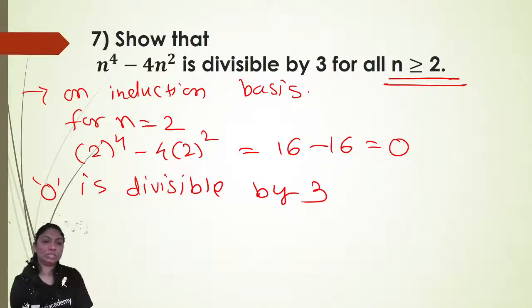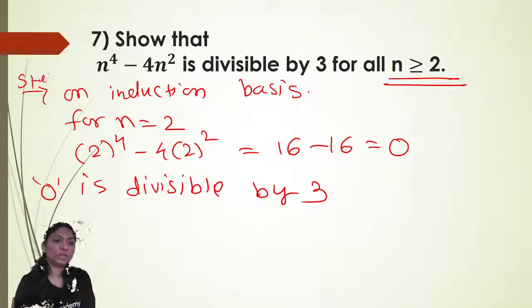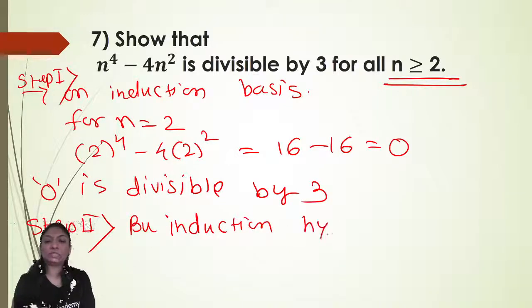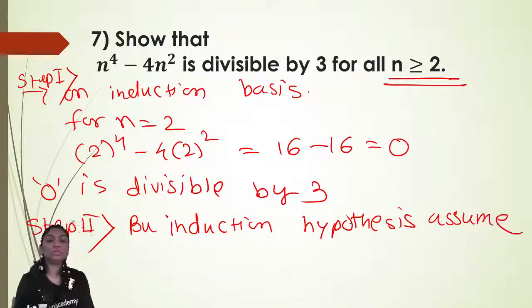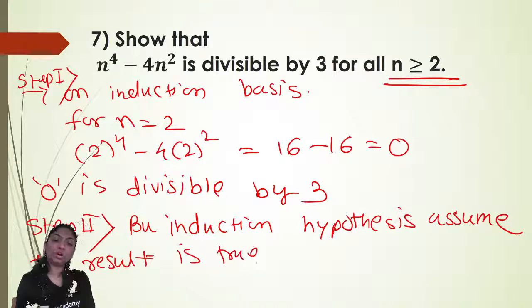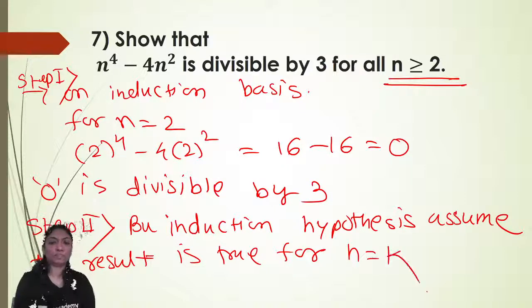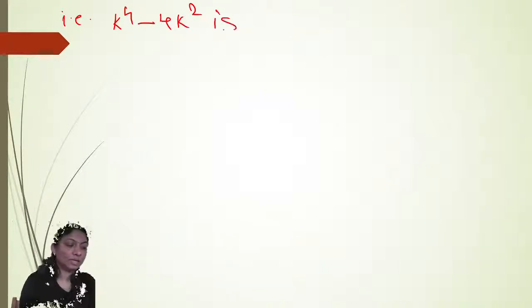This is your step 1. Step 2, by induction hypothesis, assume the result is true for n is equal to k. That is, k raised to 4 minus 4k square is divisible by 3.